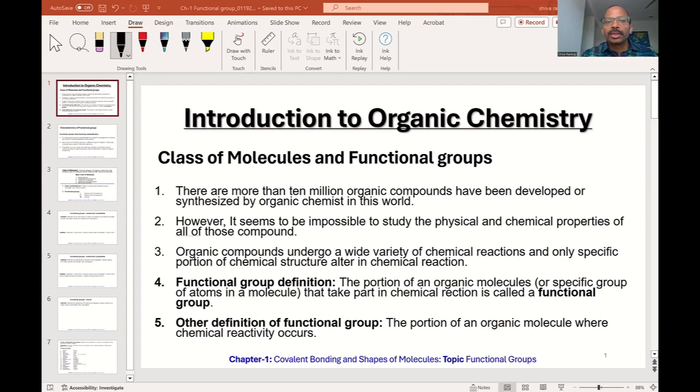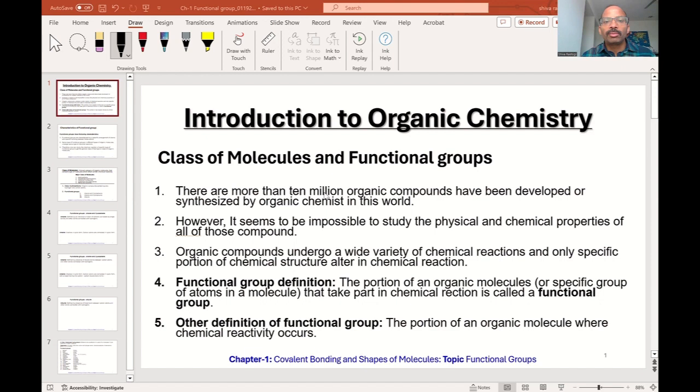So, introduction to organic chemistry, chapter number 1, which is covalent bonding and shapes of molecules. And in this topic, we will discuss the functional group. So class of the molecules and functional groups. Why are the functional groups required, what is the definition, and what is the significance for them? So let's talk about that first.